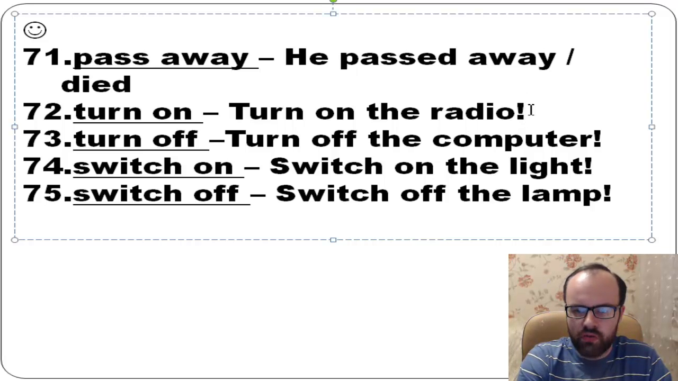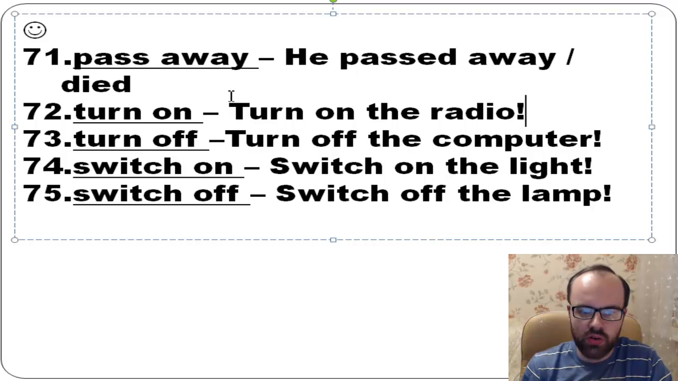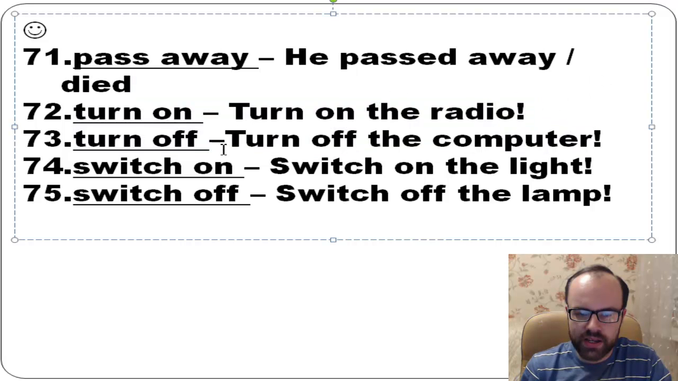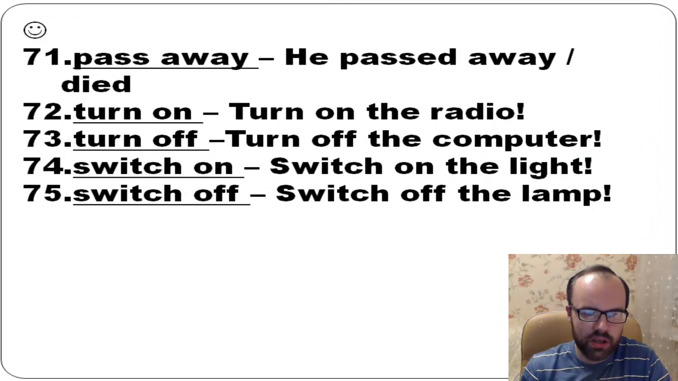And turn off the computer. It means to turn off the computer so that your computer stops working. So you know that turn on and switch on, these phrasal verbs have a similar meaning. You can say turn on the radio, turn on the light, or switch on the light, turn off the light, or switch off the light, switch off the lamp. So it's okay. Yeah, very good.